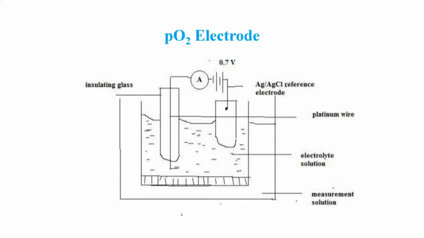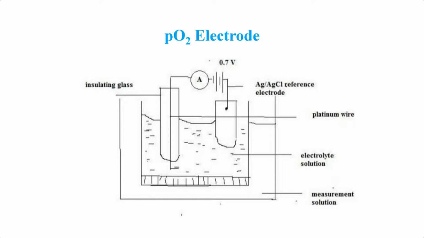In the case of PO2 measurement, we have insulating glass. Two insulating glasses will be there, and one glass is fitted with the reference electrode, where one end of the silver chloride electrode has been dipped into it. The other glass has a platinum electrode where the tip of the platinum electrode is dipped inside the solution, and the other end has been connected to the ammeter. From the ammeter, the negative terminal is connected to the platinum electrode, and the positive terminal is connected to the silver chloride electrode. Both the glasses have been fitted inside an electrolyte solution.